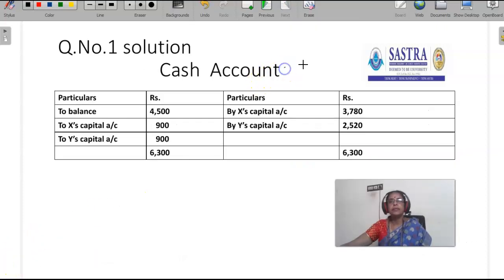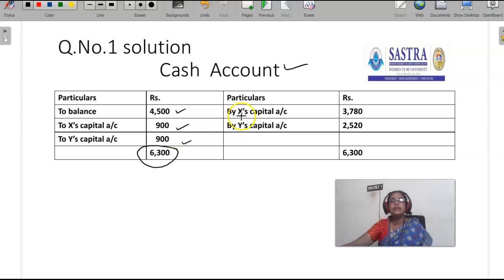Next step we have to prepare the cash account. The balance is 4,500, that is given in the balance sheet. Bank account debit to X capital account. X and Y bring cash for their share of realization loss, that is 900. Then the total cash available is 6,300.